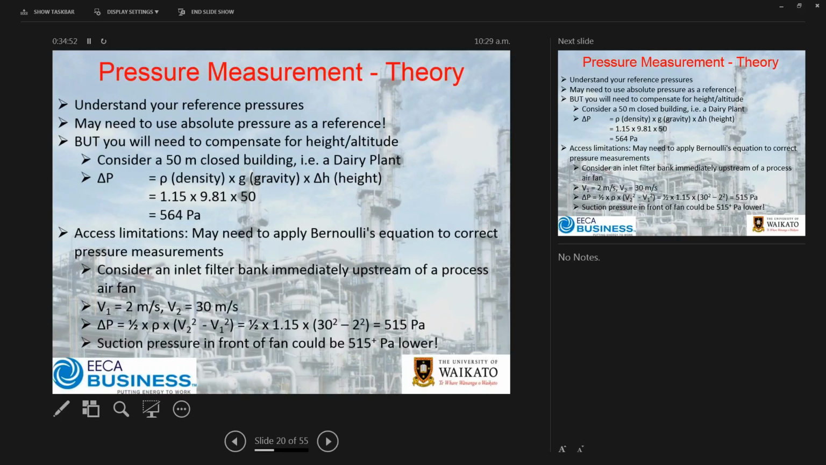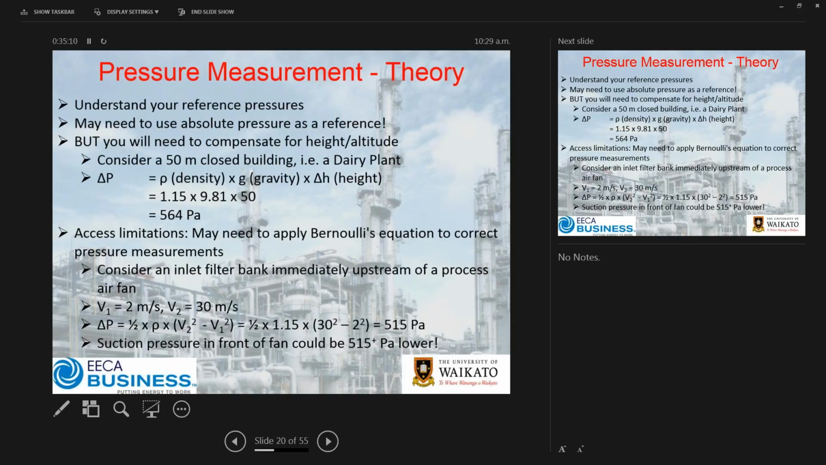And so if you want to do the calculation, there's your half rho V squared, and it's obviously V2 squared minus V1 squared. So you've got 30 squared minus 2 squared, so you can see that that number becomes quite substantial. And so for this particular example, we're talking 515 pascals.